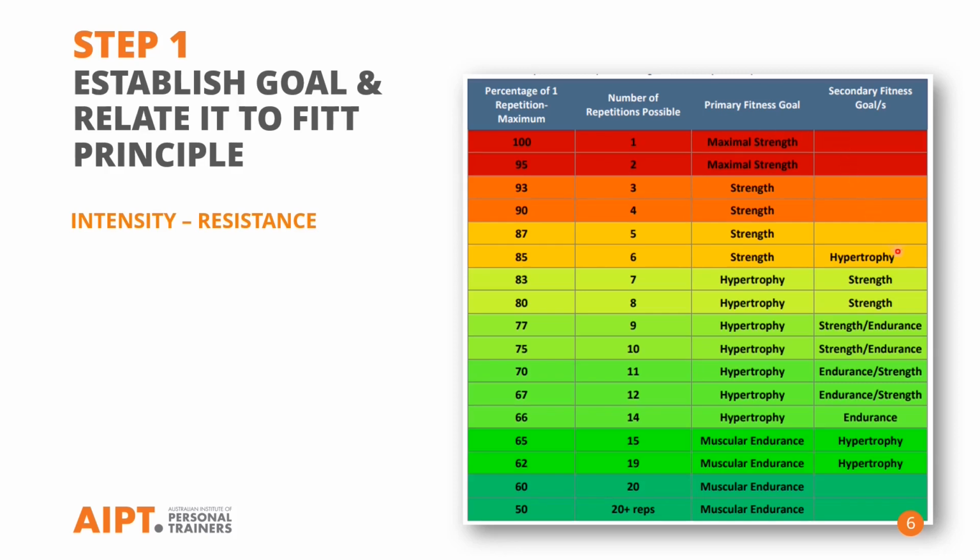So if we follow this down, we can see the different beneficial improvements that are likely to occur at different intensities. And sometimes, around the middle of the table, so 75% 1 repetition maximum, the main goal is hypertrophy, but we'll still likely receive some strength and some endurance outcomes there as well.